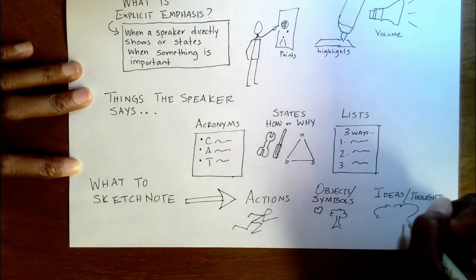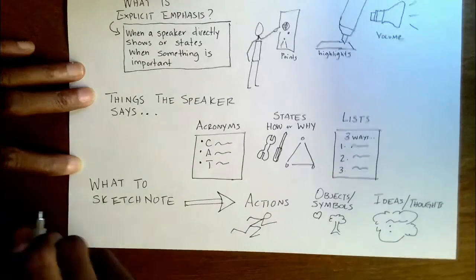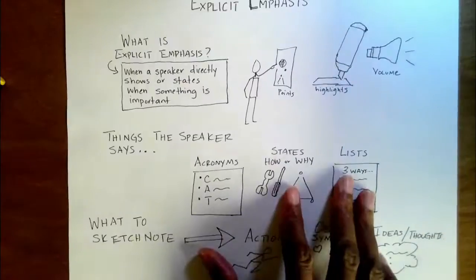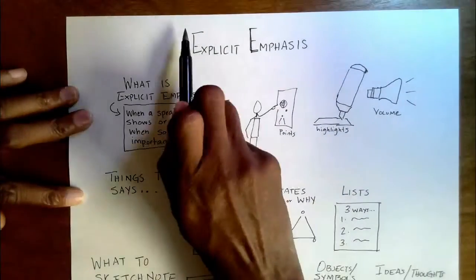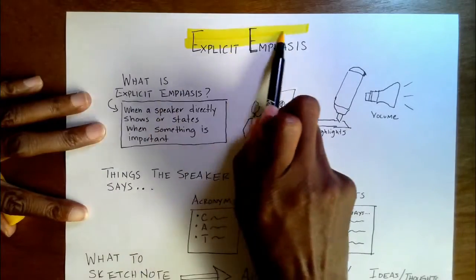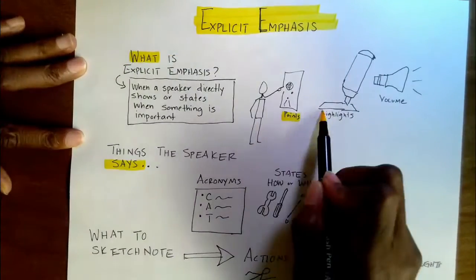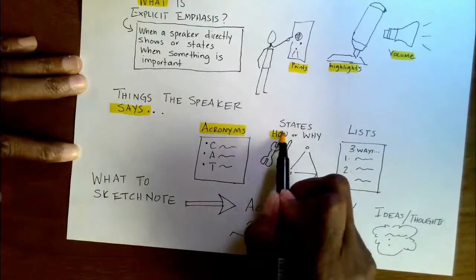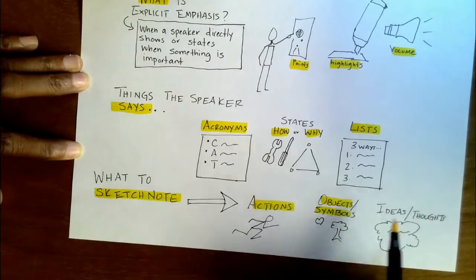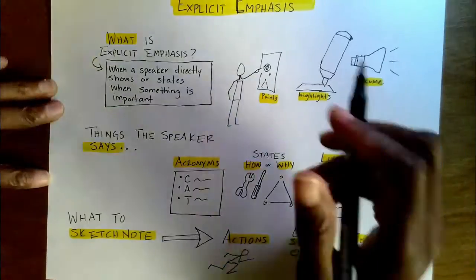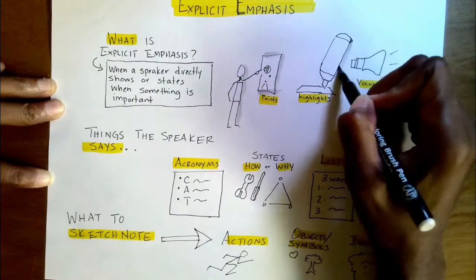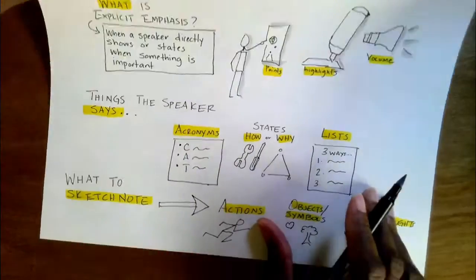So we're talking about finding explicit emphasis, recognizing it, and sketch noting it. And after you do that, you can see what I'm doing here. I'm just going through and adding final touches by highlighting what was important and adding a little bit of shadowing just so that the notes are clear and the contrast makes it interesting to look at.